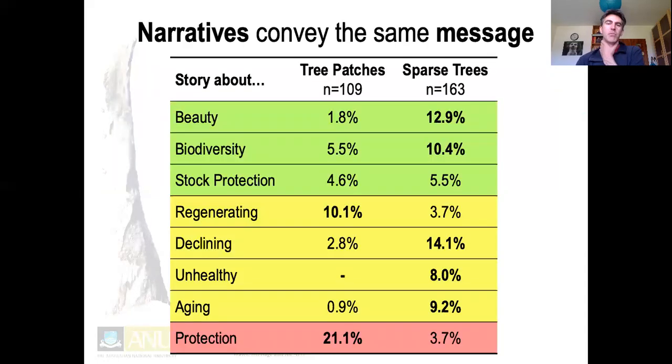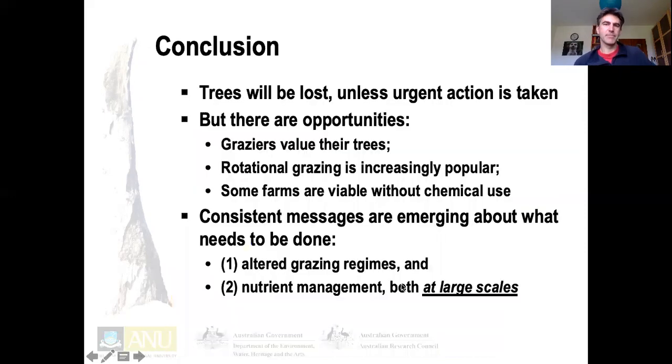When we look at this in terms of narratives, you get a similar story. Basically, farmers talk about the beauty and the biodiversity, and they talk about how sparse trees are declining, unhealthy and aging. When it comes to patches of trees, which they also took photos of, they talk about those patches nicely regenerating. So that's the big difference: a lot of this is protected and a lot of it's regenerating, but a lot of the talk is actually about these declining sparse trees, which are considered beautiful and important for biodiversity, but are also declining, aging, and largely not protected at present.